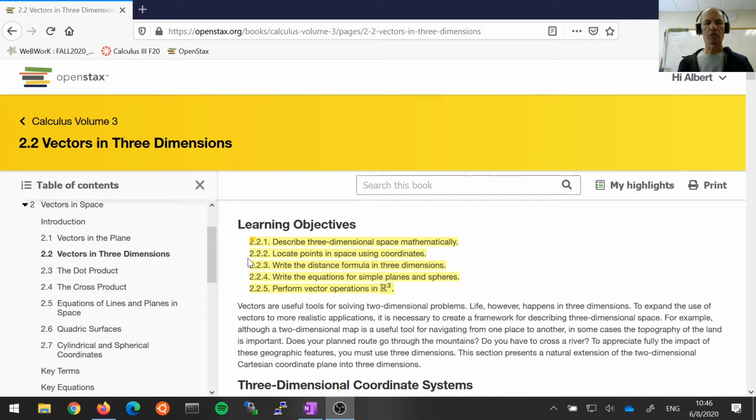We're going to talk about the distance formula in 3 dimensions, which is a very straightforward extension of the 2-dimensional distance formula. We'll write equations for simple planes and spheres. We'll do more complicated planes later, and we'll talk about how the vector operations that we learned in the previous section generalize to 3 dimensions. And this notation right here, this capital R with the superscript 3, that's how we will symbolically represent 3-dimensional space.